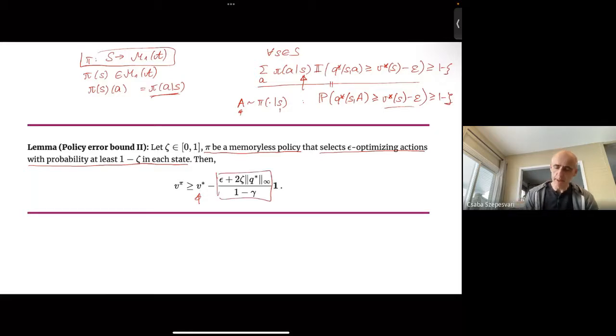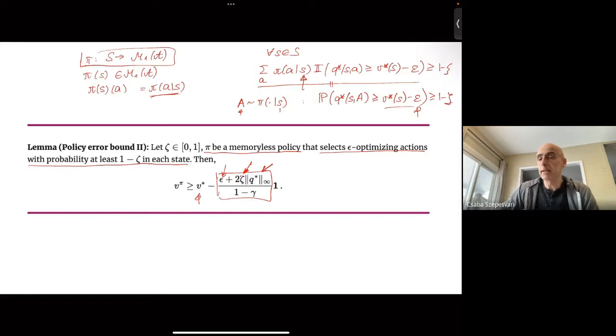So there are two quantities here. There is the epsilon from this epsilon optimizing, and there is the zeta, which is the probability of not even choosing an epsilon optimizing action. So if you're choosing an action which is not epsilon optimizing, it might have a bigger impact because this zeta is multiplied with the infinity norm of q star, which could be as large as 1 over 1 minus gamma, although if you're lucky, then this is not that big.